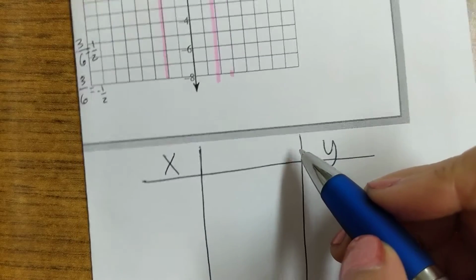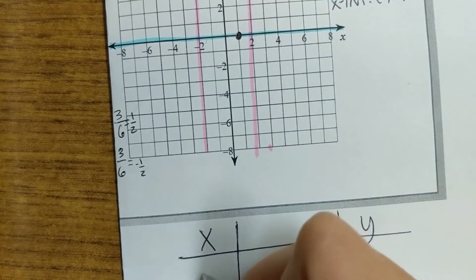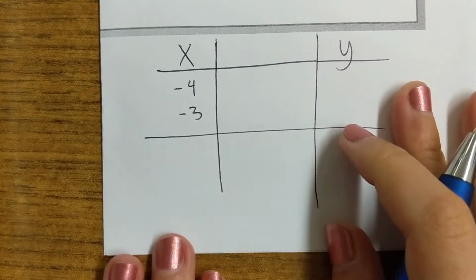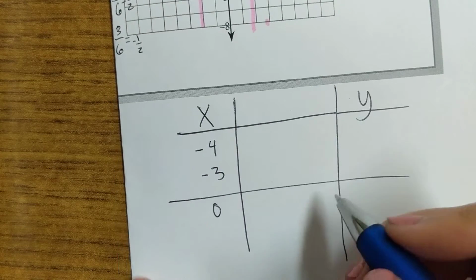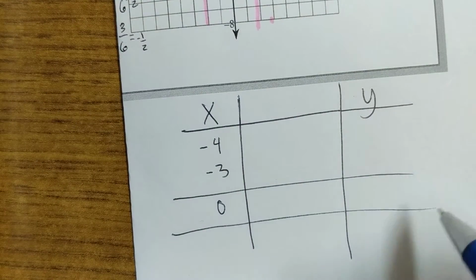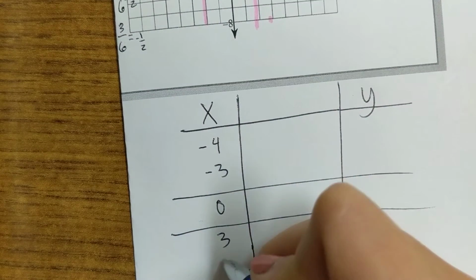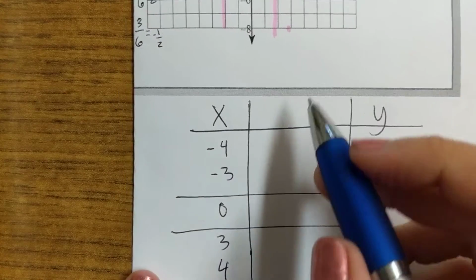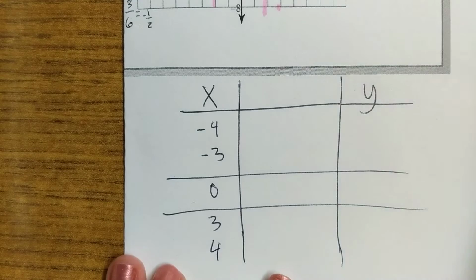So this is where I'm going to do my work. I'm going to plug in -3 and -4. So -4, -3. There's an asymptote. 0 looks like it's the easier one to plug in. You already have an intercept there, and then 3 and 4. All right, so this is where I'm going to do my work, and then this is where I'm going to put the answer.